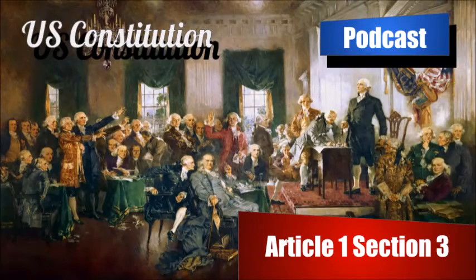Article 1, Section 3, the Senate. So the Senate of the United States shall be composed of 2 senators from each state, chosen by the legislature thereof, for 6 years, and each senator shall have 1 vote. The part about the legislature choosing the Senate was original. The 17th Amendment changes that in 1913 from the legislature to the people.